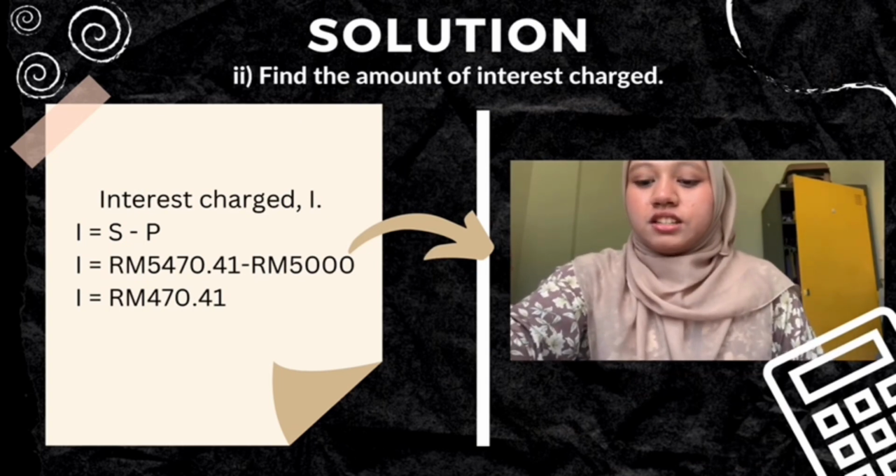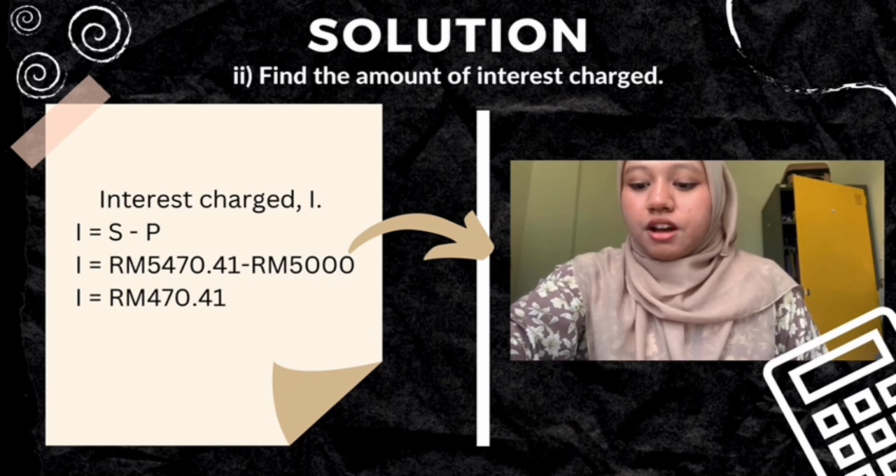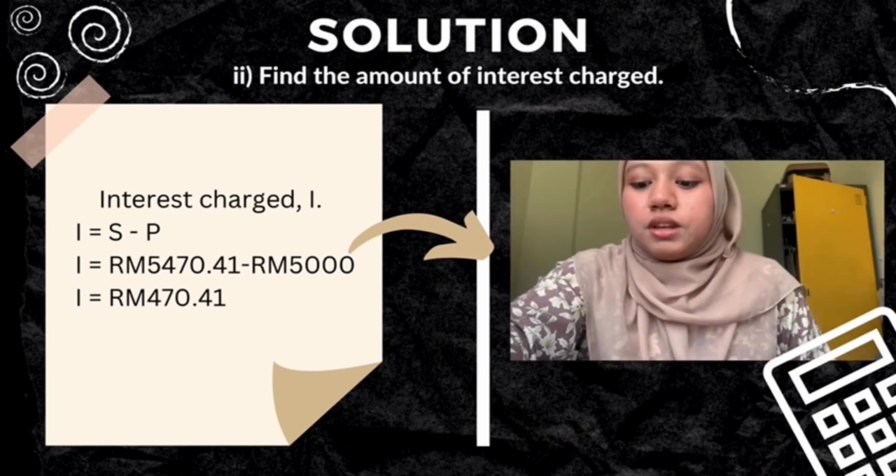Second question is the interest charge. The formula is I equal to S minus P. So it will be 5,470.41 minus 5,000, and it will be 470.41.